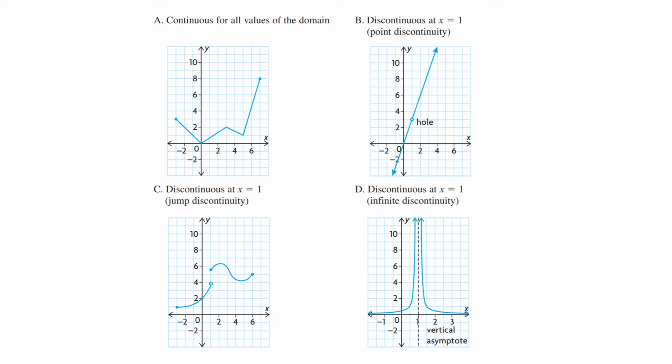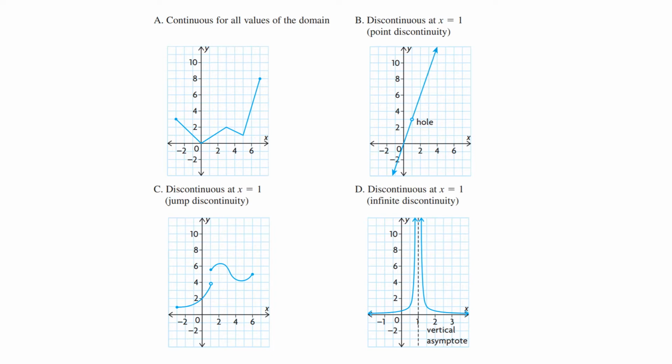For B, I see that it has a hole in the middle. So this means it doesn't have a solution for x equals 1. It's empty. So it is discontinuous at x equals 1 only, because I see that it is continuous for the other values of the domain. We also call this a point of discontinuity because it is discontinuous at one point only.